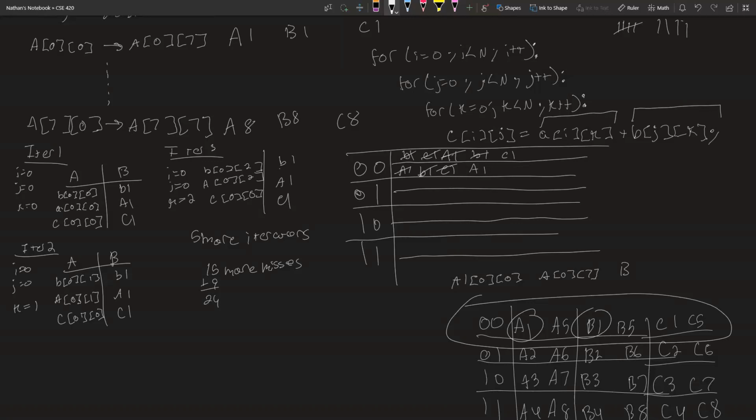And then on the 9th iteration, if we want to check it for the 9th iteration, we'll go ahead and actually have, I'm going to iter 9, i equals 0, j equals 1, k equals 0. So we'll be accessing B1,0, A0,0, and C0,1.